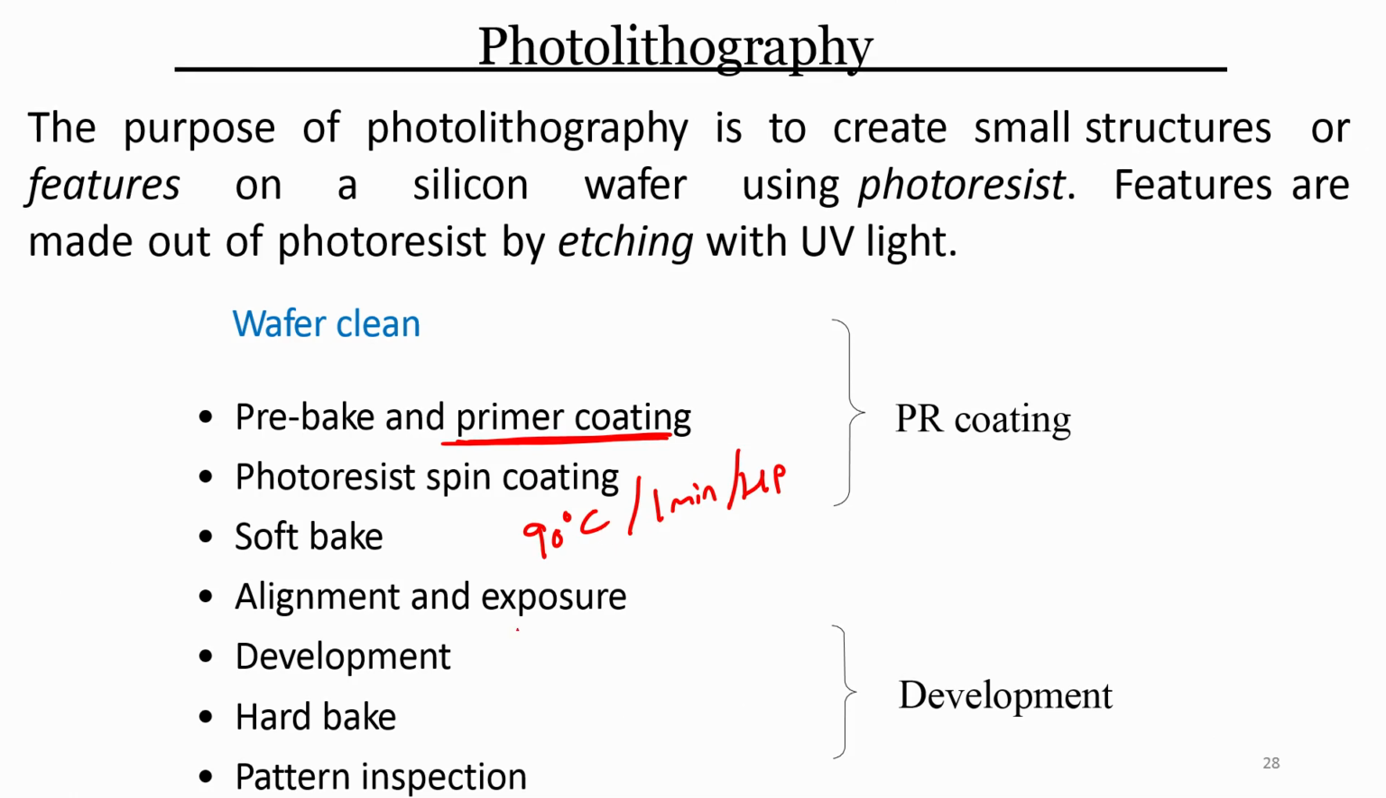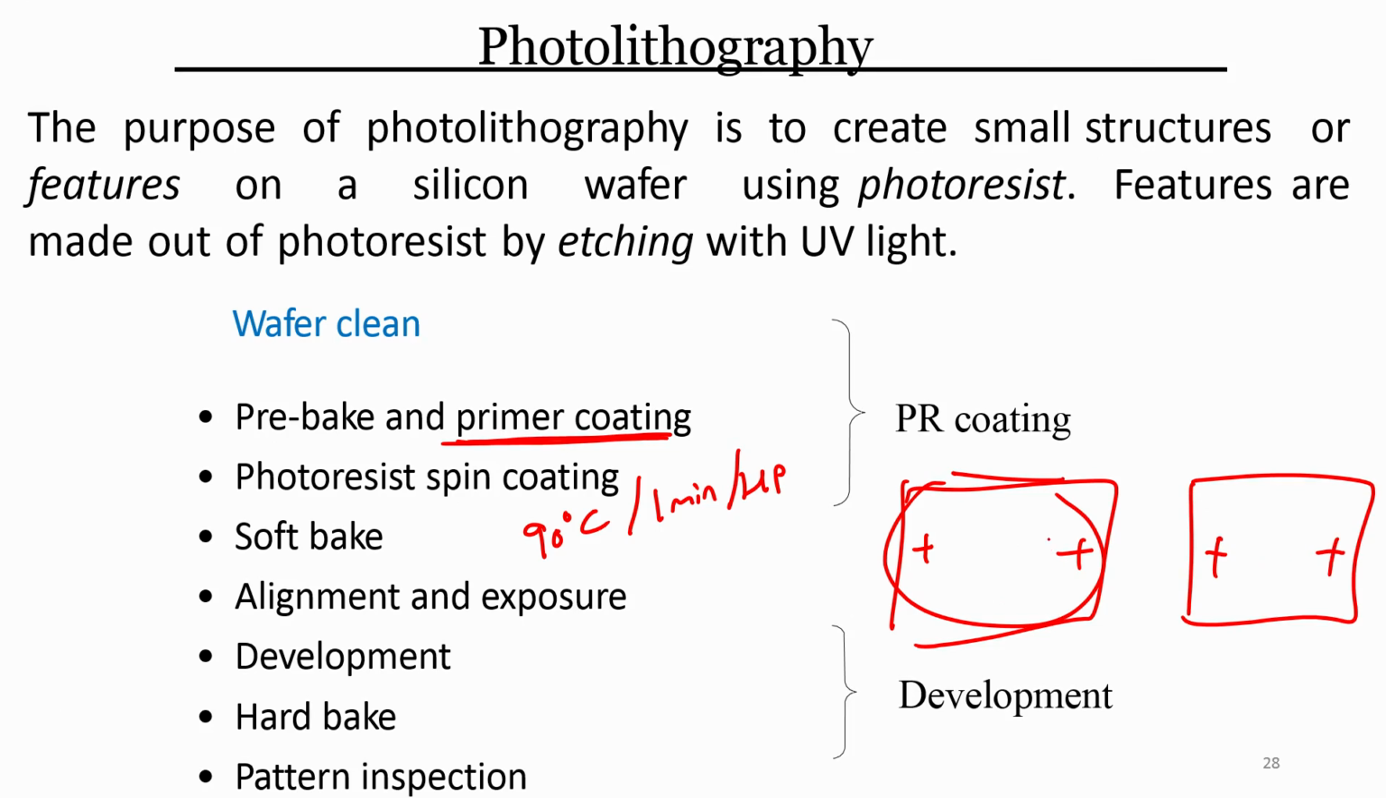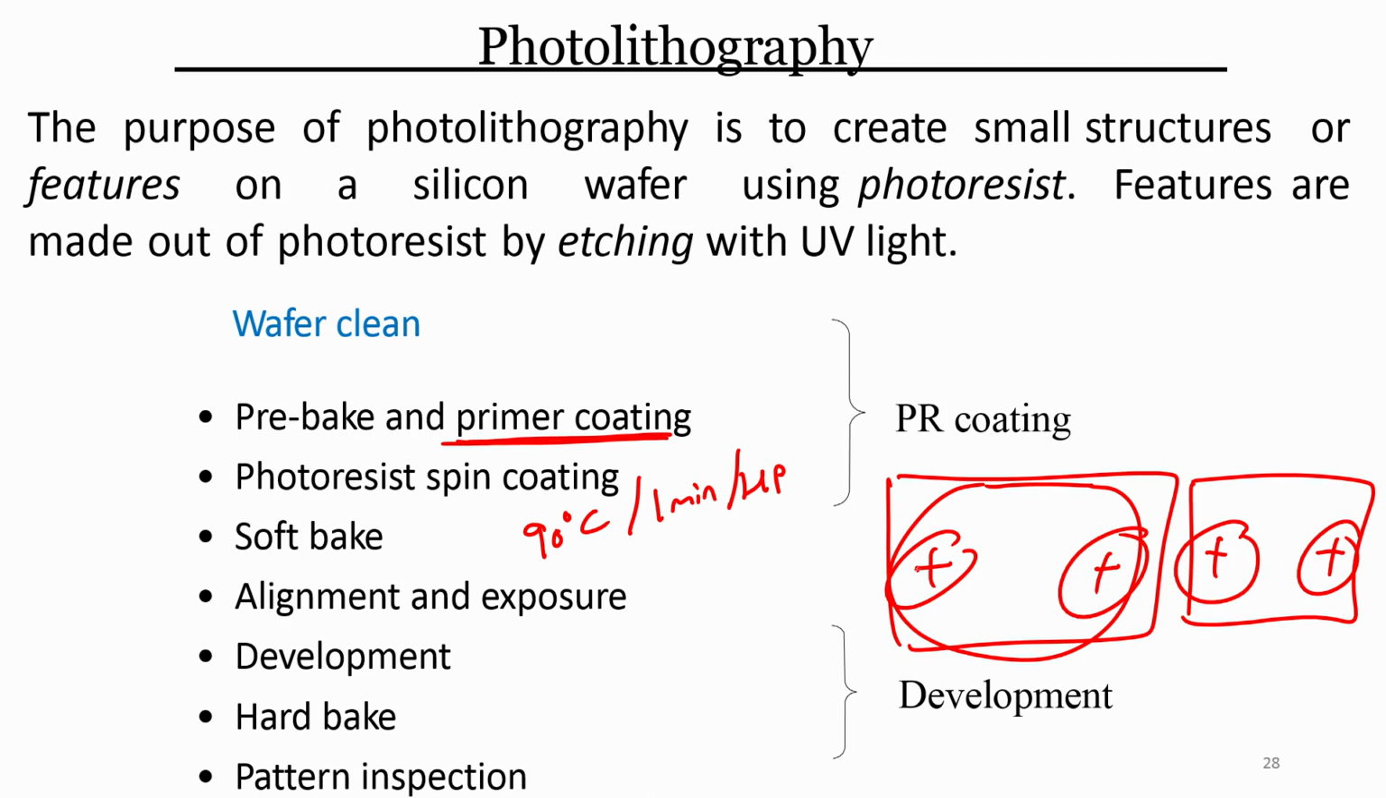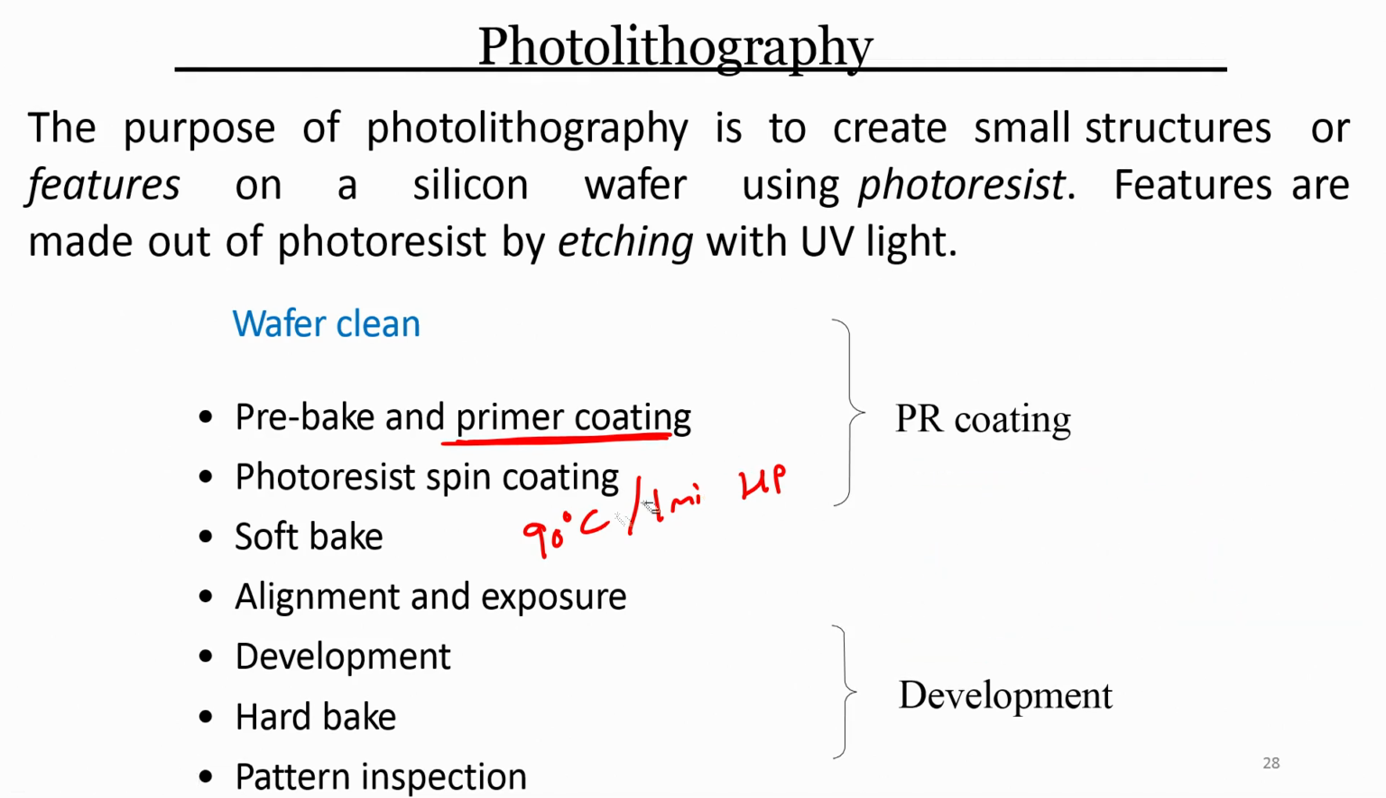After this step, the next step would be alignment and exposure. You have to align the mask with your wafer, right. Suppose this is an alignment mark on the mask, like this is the alignment mark on the wafer. You have to align these marks with the marks on the wafer. Once it is aligned correctly, then you will see that this is overlapping. You can expose the wafer to UV light. So, alignment and exposure. Alignment and exposure is done with the help of a mask.